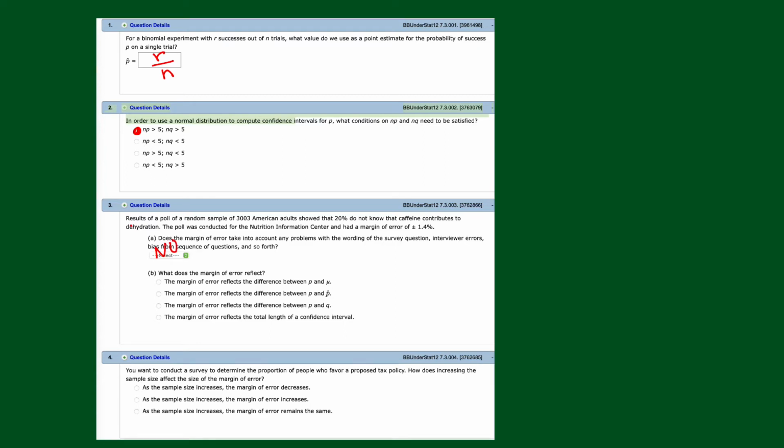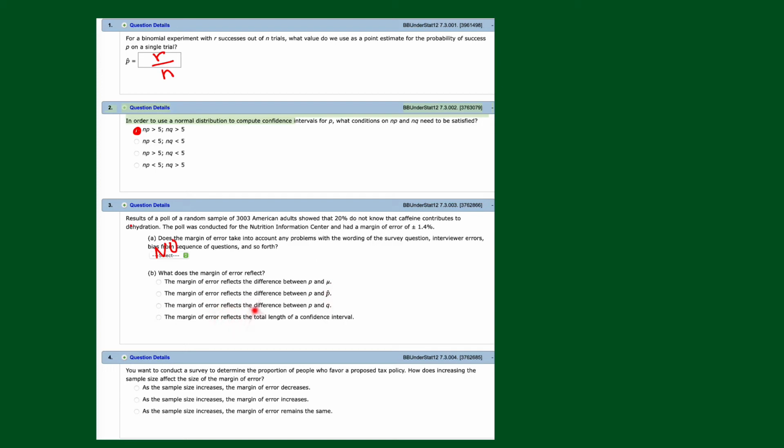And part B is, what does the margin of error reflect? Well, the margin of error just reflects the difference between the observed proportion and the true proportion. Do we have that anywhere here? The margin of error reflects the difference between, no, that's proportion and the mean. How about this one? The margin of error reflects the difference between the true proportion and the observed proportion. That's the one that we want.